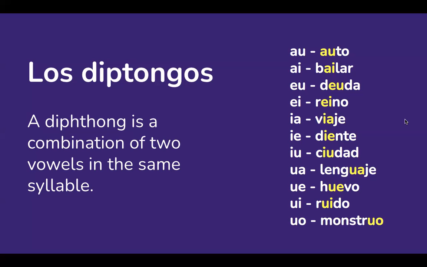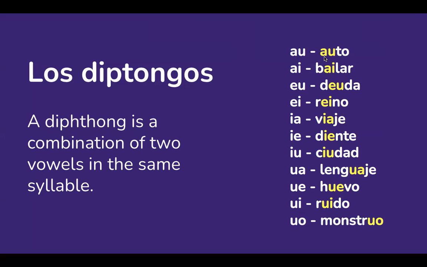When there are two vowels next to each other in the same syllable, that is called a diphthong in English, and in Spanish, we call them diptongos. Here is a list of some diphthongs in Spanish, and in each case, they are part of the same syllable.